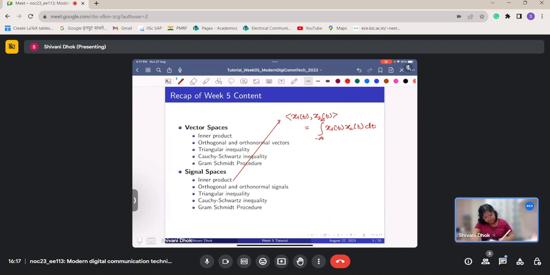And this says orthogonality: two signals are orthogonal if x1(t) comma x2(t) is equal to 0. It means that these two signals are orthogonal. And along with that, if norm of x1(t) is equal to 1 and norm of x2(t) is equal to 1, then these are orthonormal as well.